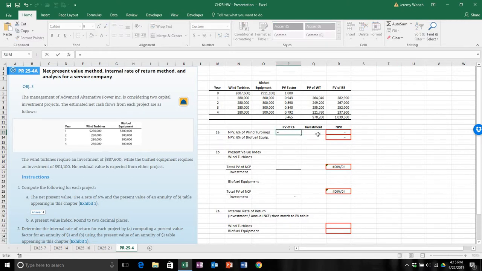So for the wind turbine, we want the value of the cash flows, which is the $970. And for the biofuel, the value of the cash flows is $1,039,000. And then we want to plug in our investment. So the investment for the wind turbine is $887, and the investment for the biofuel is $911. So the net present value of the wind turbine is $82,600. The net present value of the biofuel equipment is $128,000. So based on this analysis, it looks like the biofuel is the better investment.